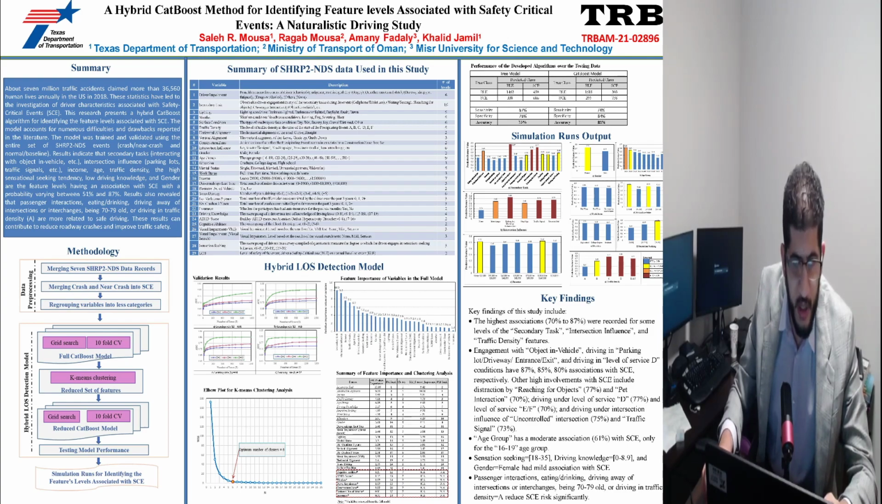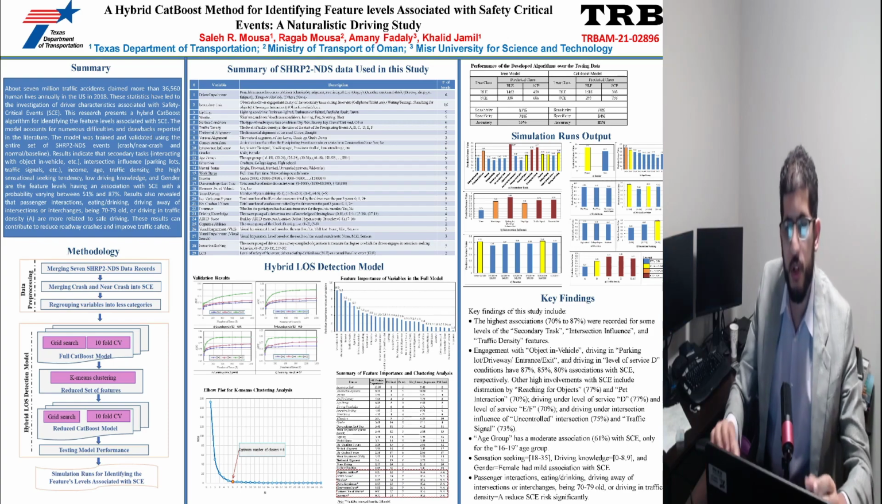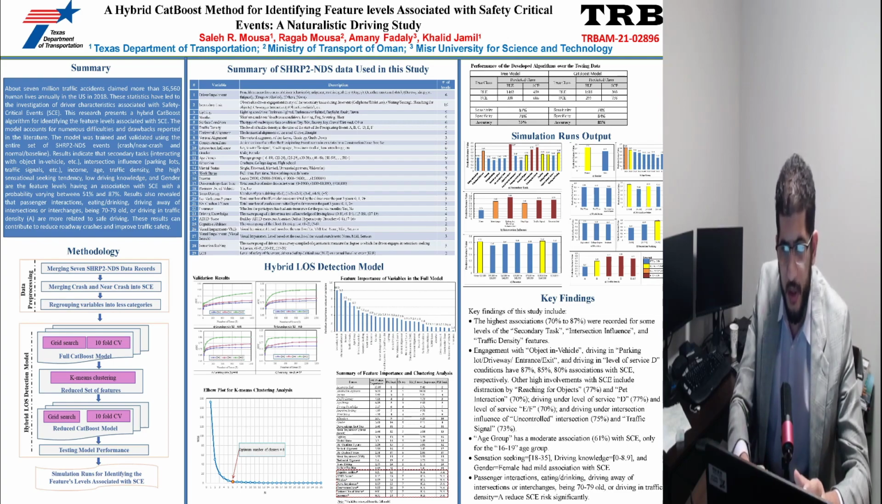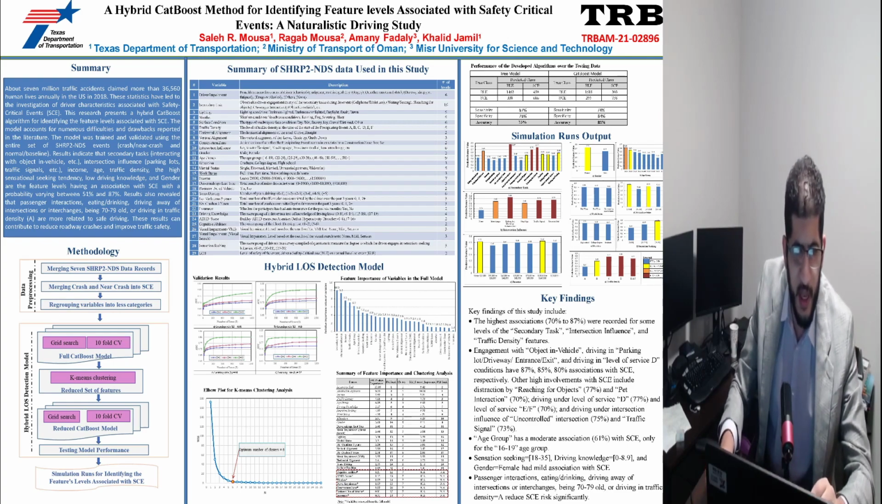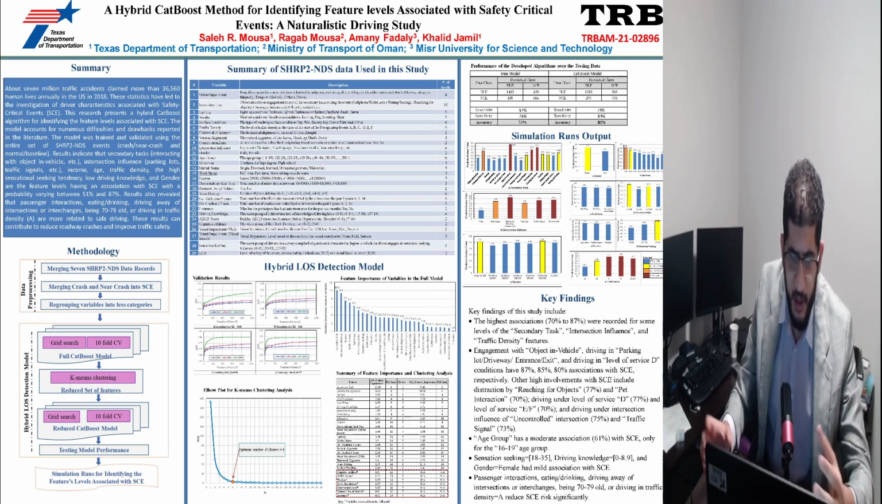As the title says, this study is focusing on identifying the feature levels associated with safety critical events. This is a naturalistic driving study. We have naturalistic driving data and we are interested to see the levels within the features that are associated with safety critical events, and we are using a hybrid CatBoost method. This is a purely machine learning method, but it's a combination of two methods as you will see here.